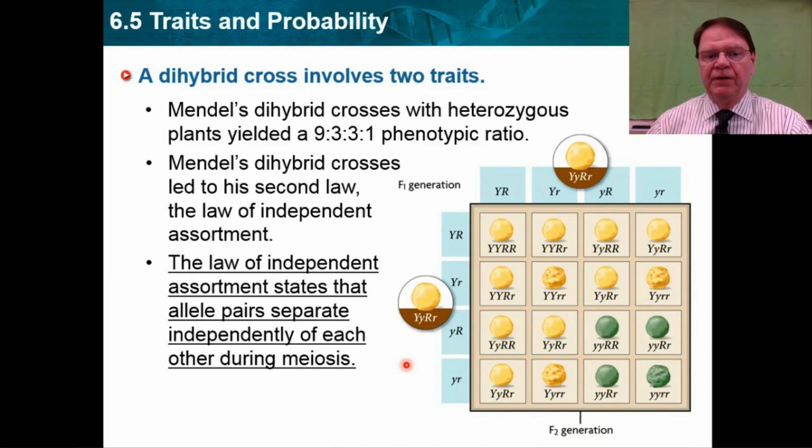Now, I want to take a step back from that word law again. This is what you find in textbooks. And yet, as time has gone on, we found that there are important exceptions to that. And the exception is this: what if you have 2 traits that are inherited on the same chromosome? They're actually going to be inherited together then, aren't they? Unless crossing over occurs in between them, which we'll look at another time.